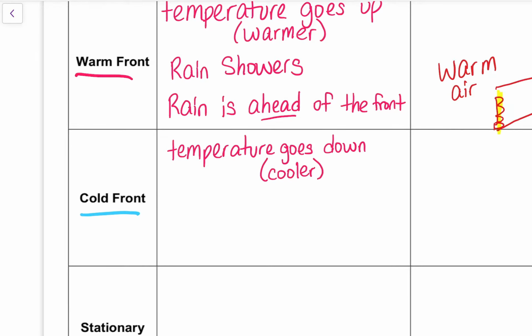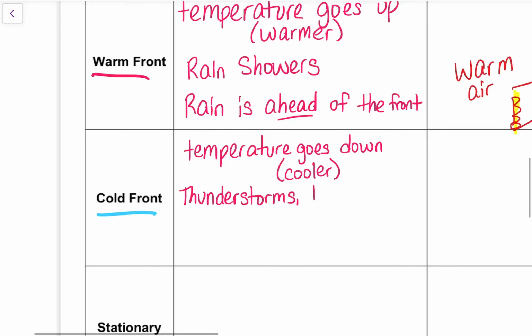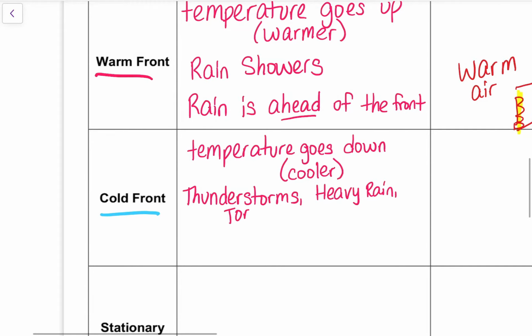The difference here is with a cold front, we do get rain, but instead of just saying rain showers, here we get thunderstorms, heavy rain, big thunderstorms, lightning. Sometimes even we might see a tornado. So for a cold front, we have thunderstorms, heavy rain, lightning, and maybe even a tornado.